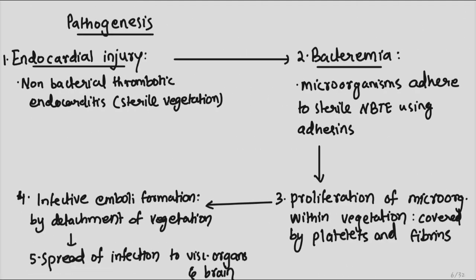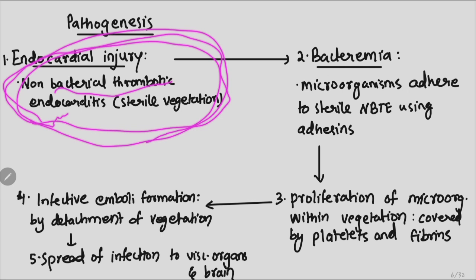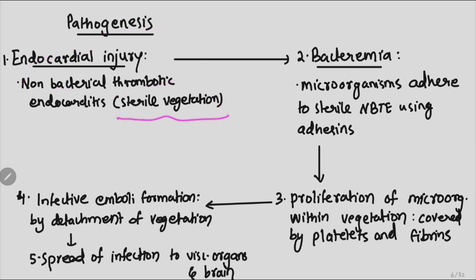Now the pathogenesis. The first step is endocardial injury. Endocardial injury can cause non-bacterial thrombotic endocarditis. Injury can expose the subendothelial collagen, and that can activate the platelets and the clotting pathway. That can lead to thrombi formation, and that thrombus is called a non-bacterial thrombotic thrombus, and the condition is called non-bacterial thrombotic endocarditis. It is a sterile vegetation.